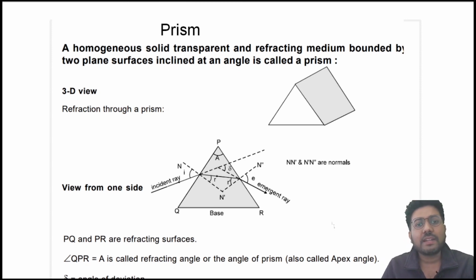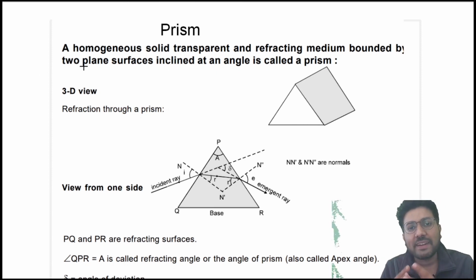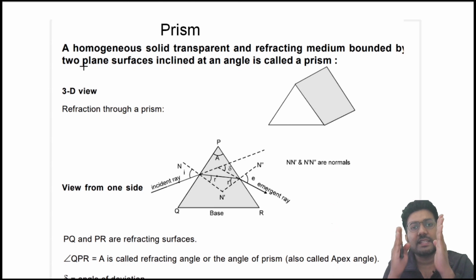First of all, what is a prism? A prism is a homogeneous, solid, transparent and refractive medium which is bounded by two plane surfaces which are inclined. When two surfaces are parallel to each other, they form a glass slab or a parallel glass slab. When they are inclined, it forms a prism. Right? So this is the 3D view of a prism where two surfaces are inclining at a particular angle.